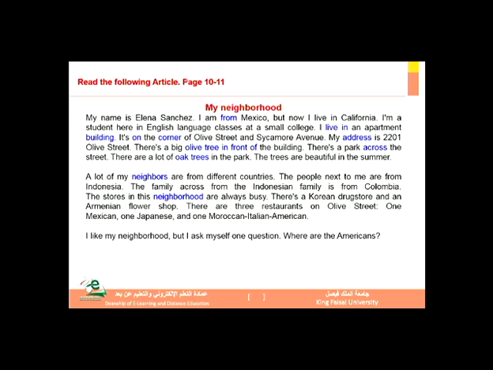So this is the article that we have from the book, on pages 10 and 11. The title of the article is My Neighborhood. As you can see, we have highlighted different words in this article so that we can explain them, have their definition, and give some synonyms and opposites for them. Let's start.